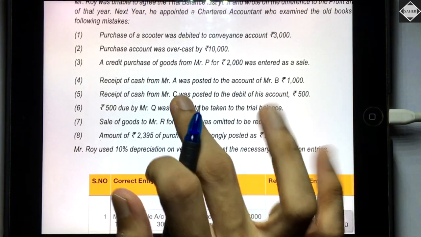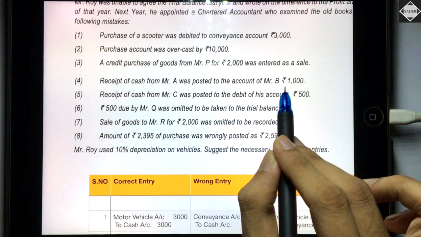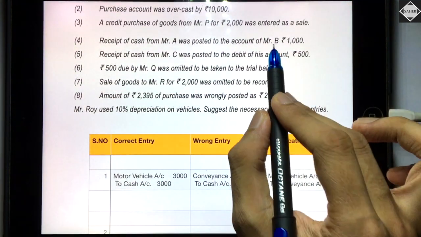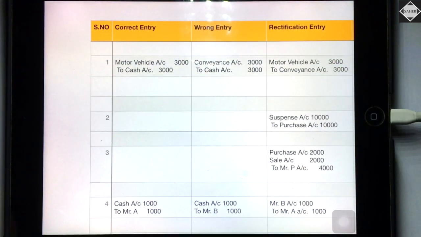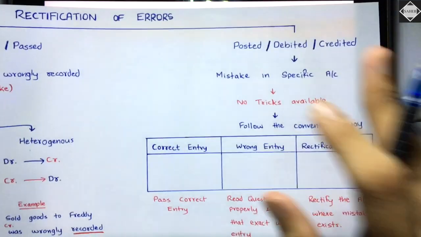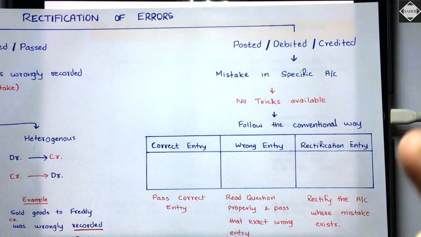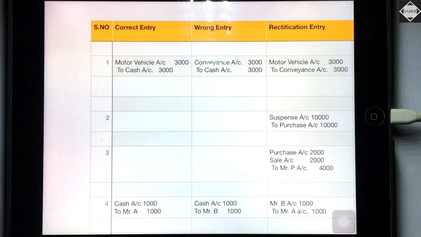What's the wrong part? Was posted to the account of Mr. B 1,000. So the wrong entry is that there is a mistake only in Mr. B account. The cash account is completely right, because in this category mistakes are always specific. Whatever they are saying in the wrong part of the error, only in that there is a mistake. Rest everything we assume is right.